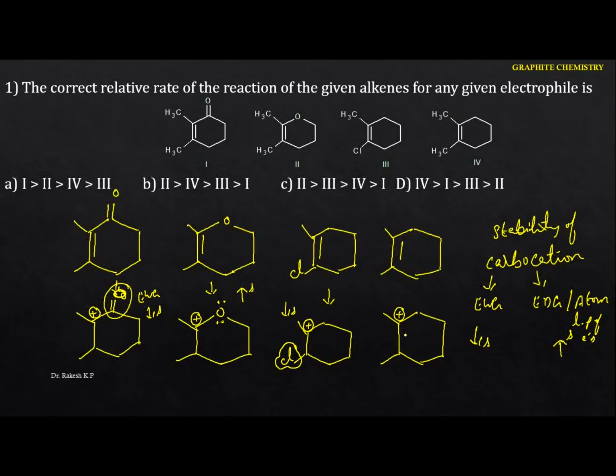But here we don't have the resonance effect. Just identify this one here. Here we have a CH3, and here also we have a CH2. That means in this case we can identify hyperconjugation, so we have an electron donating group. Hence the stability increases. Compared to resonance and hyperconjugation, the most effective is resonance. Hence the second one will be the most reactive one.